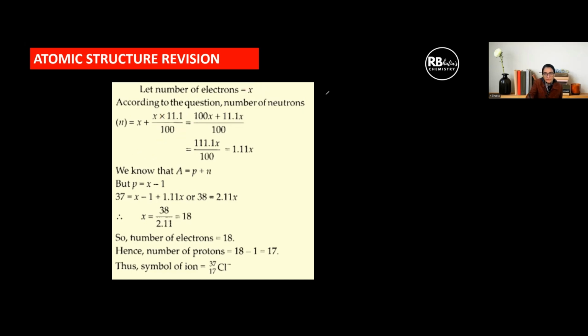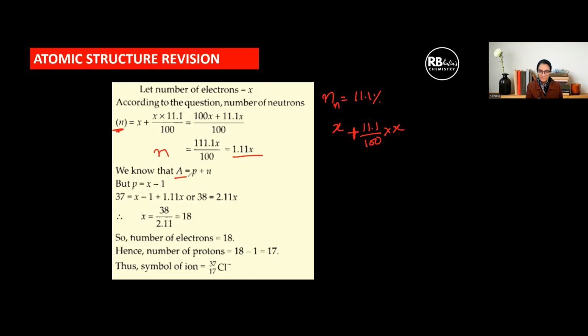The question says the number of neutrons is 11.1% more than electrons. So if number of electrons is X, then 11.1% of X you add to X, you will get the number of neutrons. So when you solve, you get number of neutrons to be equal to 1.11x.